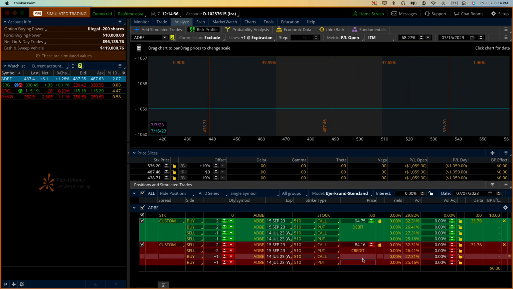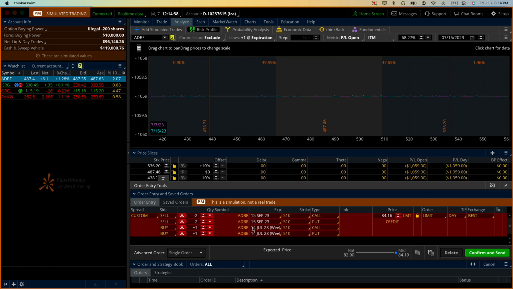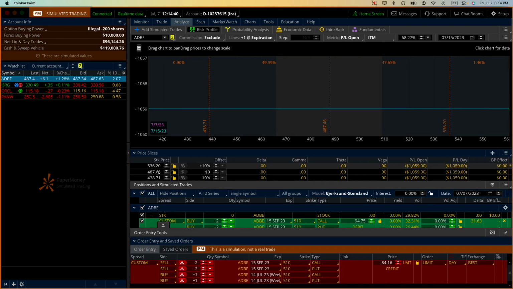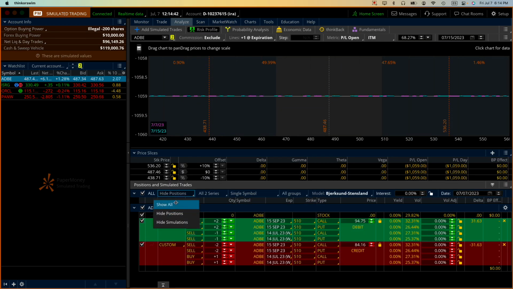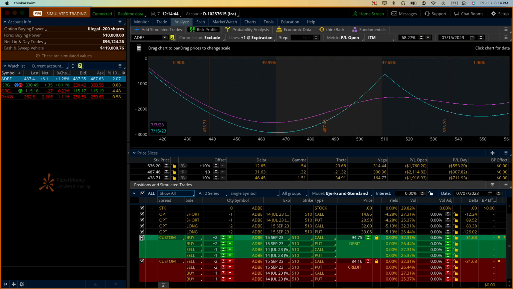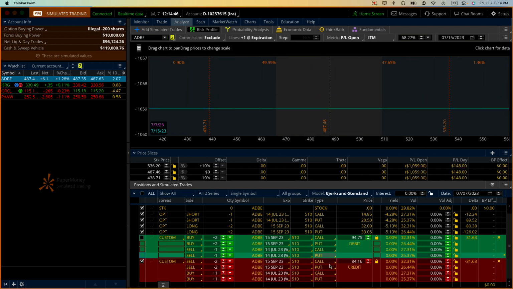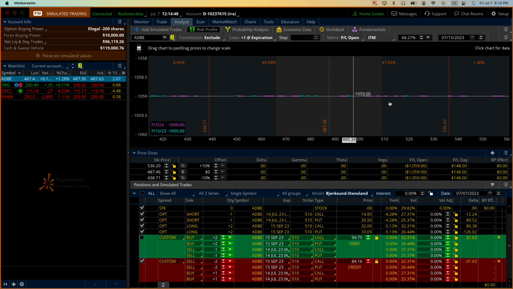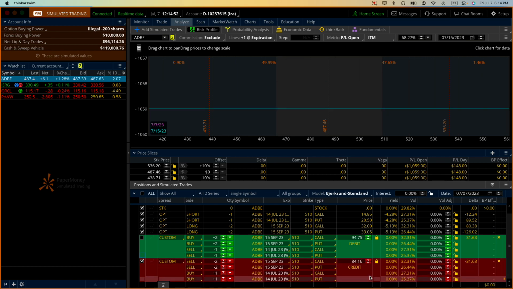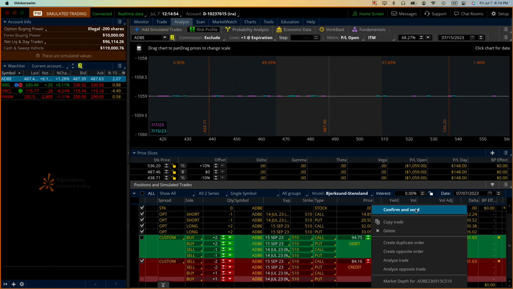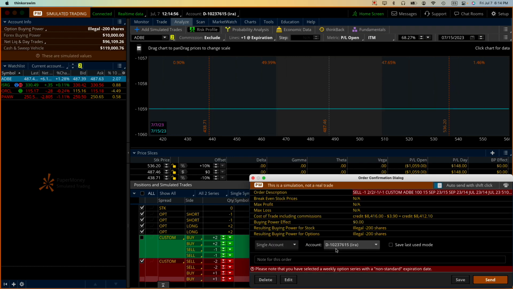So let's create duplicate order. To make sure that this is correct, show all, deselect the simulation of your current trade, and you should get a straight line. Okay, so here's where we take our loss. Say confirm and send, make sure that is the right account, and send.